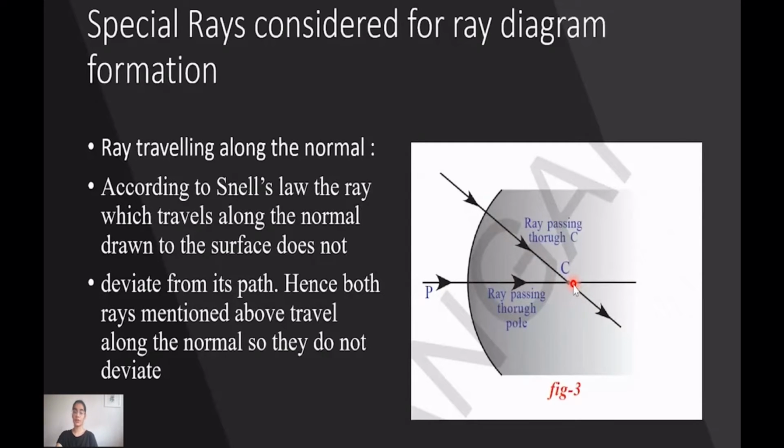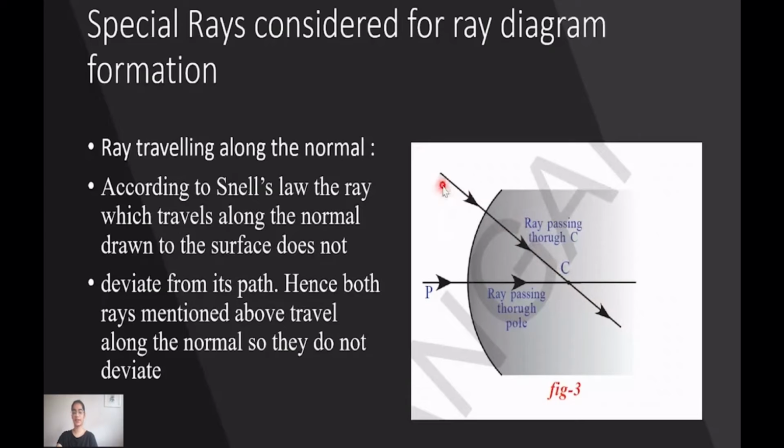According to Snell's law, the angle of incidence when the light ray is traveling along the normal is 0, because the incident ray is coincident with the normal. So when the angle of incidence is 0, the ray is going to penetrate and go in the same direction. It's not going to change its direction at all. This is the first case that you have to remember.